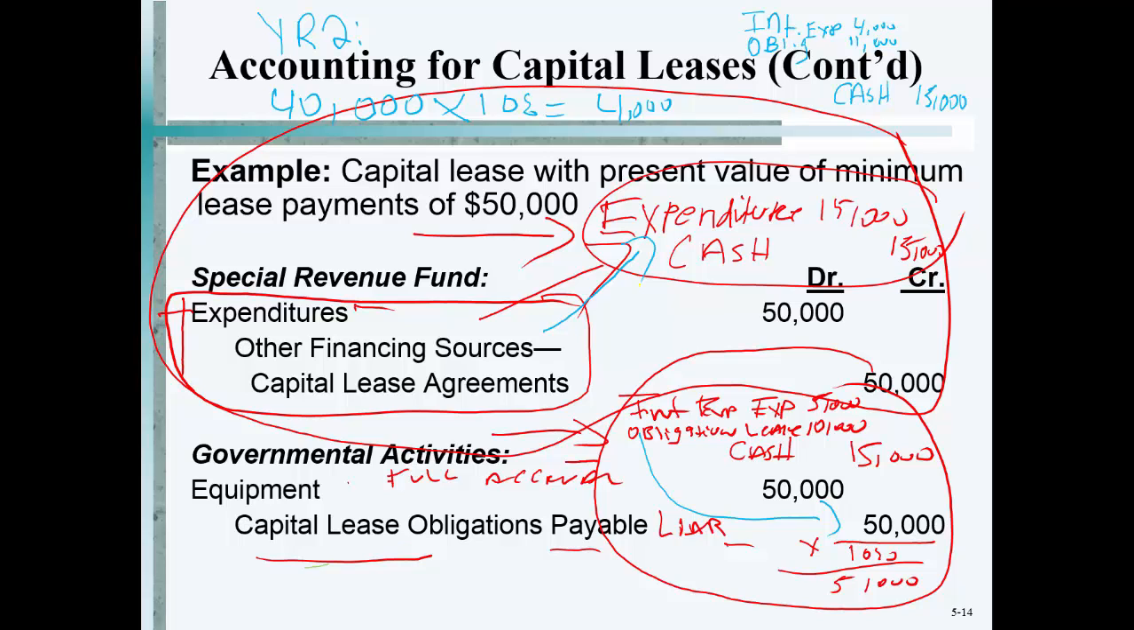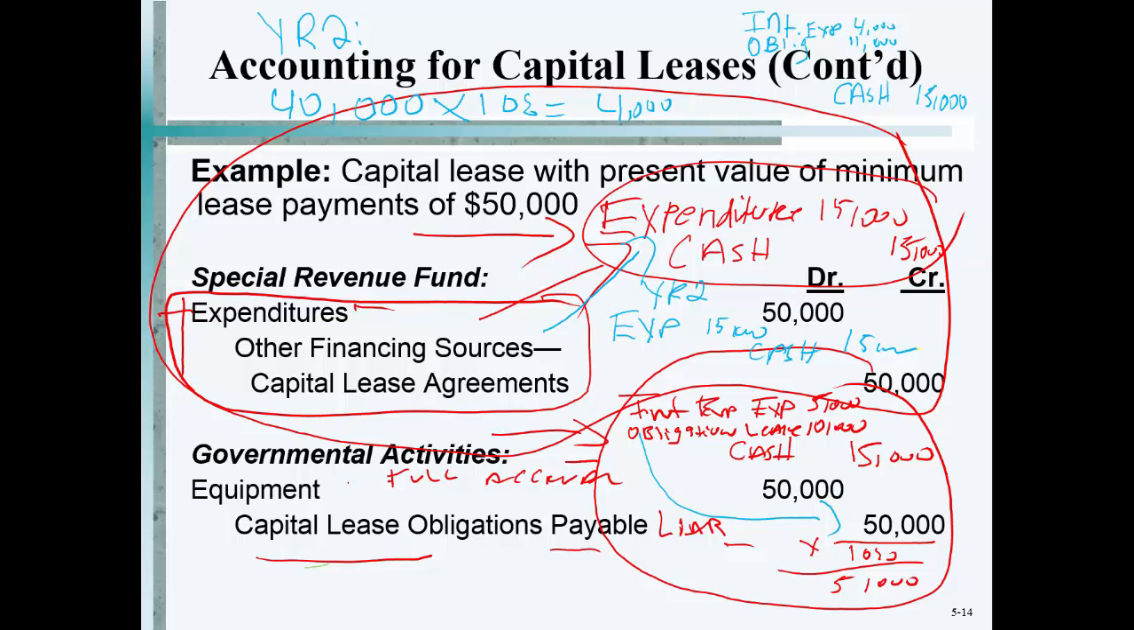What do we do in year 2? When I make the lease payment, I've got to make this $15,000 a year. What do I do in year 2? I debit expenditure for how much? $15,000, and I credit cash, obviously, every time I spend cash, for $15,000, right? So I make the same journal entry year after year as I'm making the lease payments here at the governmental fund level under modified accrual accounting.